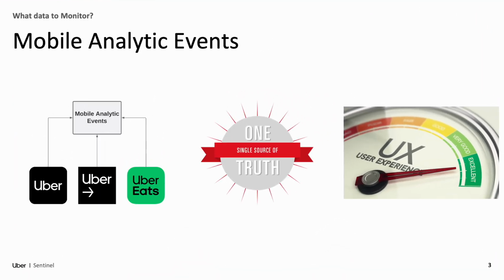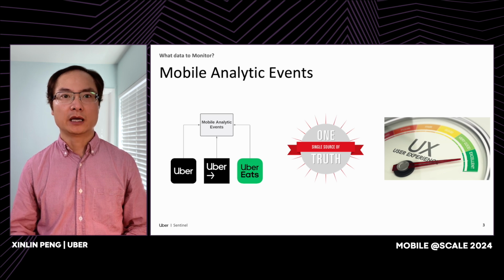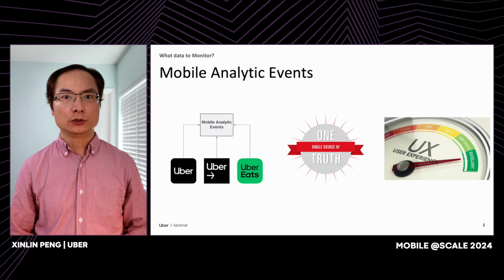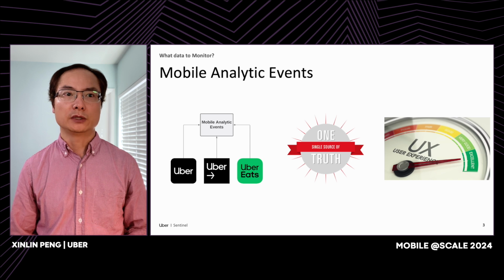The first question to ask is, what data do we use to monitor consumer experience? At Uber, we produce mobile analytics events when customers interact with our mobile applications. Our hypothesis is that if there are any production incidents that degrade the consumer experience, we should be able to tell from the mobile analytics. So mobile analytics is the source of truth to measure consumer experience.